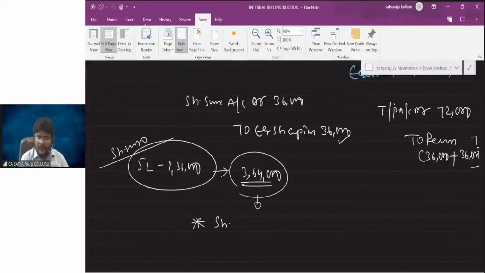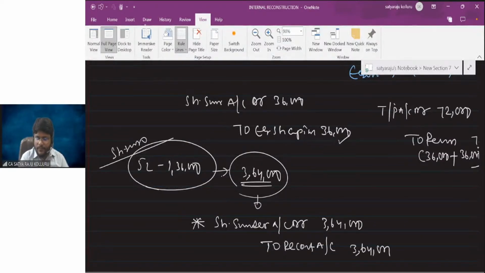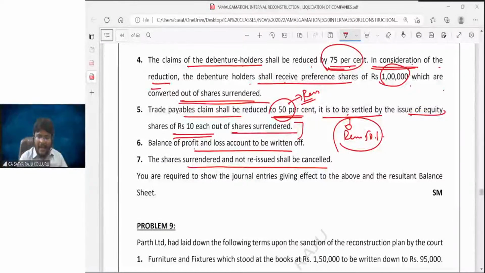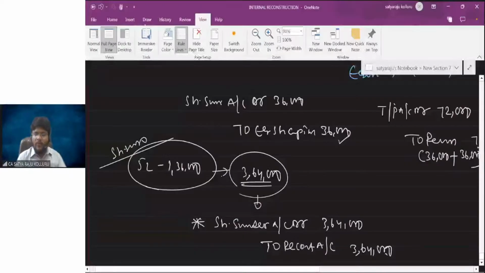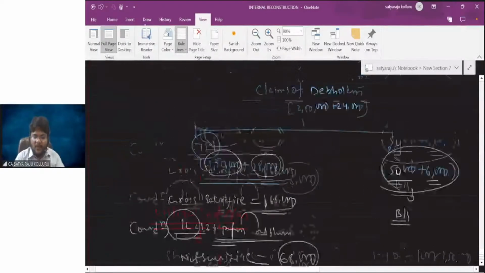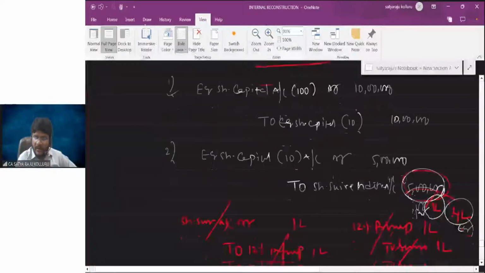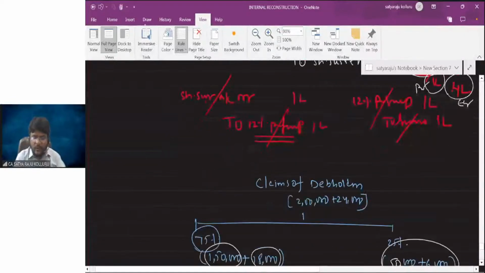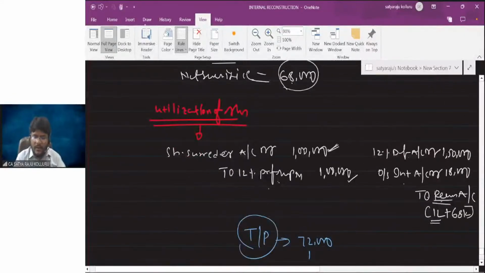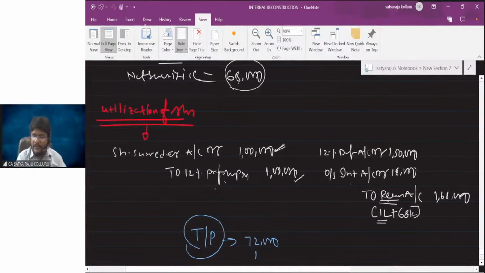So, the balance in share surrender account debit to reconstruction account is the entry, 3,64,000. Is it okay, guys? Next, what was given? Balance of P&L account to be written off. Now, before writing off the P&L account, first all of you please cross verify how much balance is there under the reconstruction account. First entry, nothing. Second entry, there is no reconstruction account involved. Here, nothing. Here, reconstruction account 1,68,000.